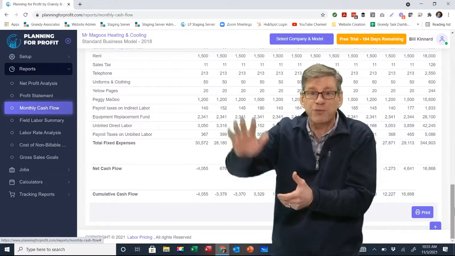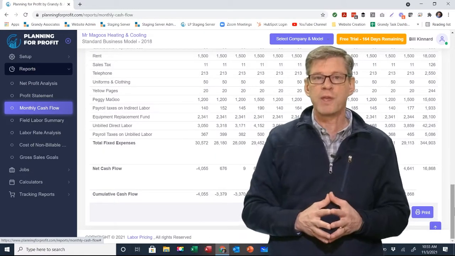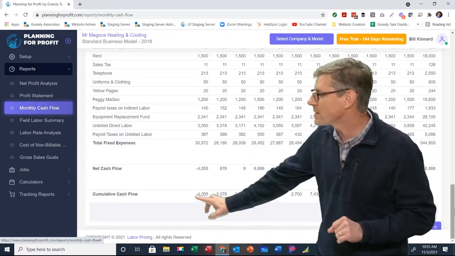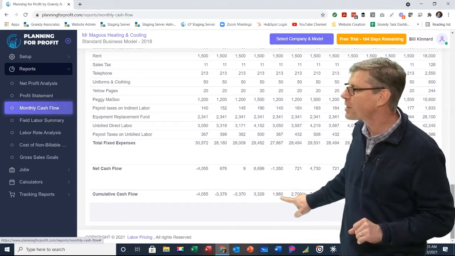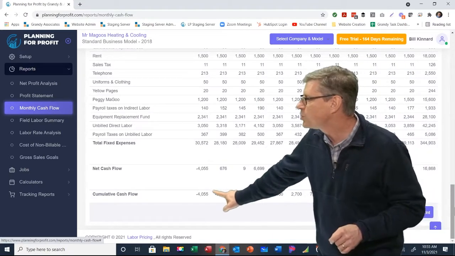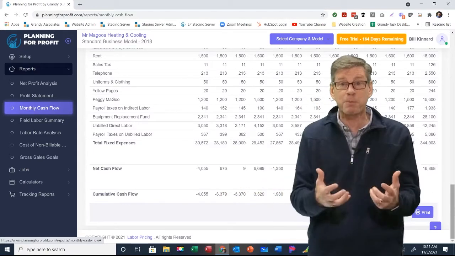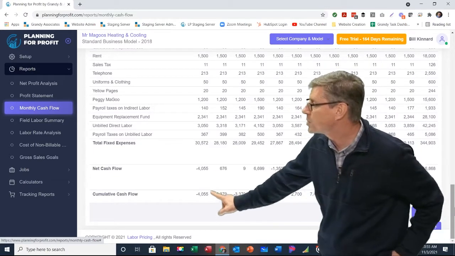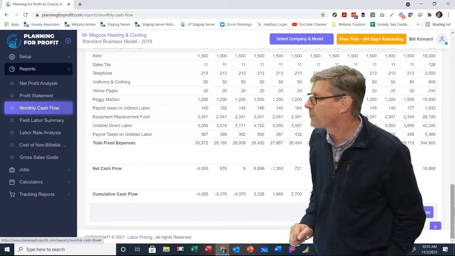So I see that cash flowing up and down throughout the course of the year. And then this last line is important on a cash flow budget: what is my cumulative total for the year? So I can see in January, in fact, this is kind of like your checkbook balance, if you will. In January, since we had that loss, we're at minus $4,055.